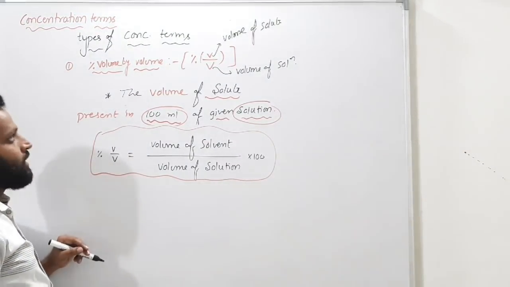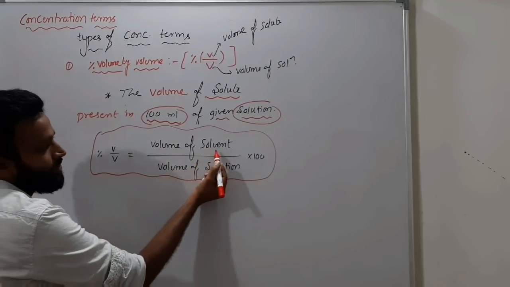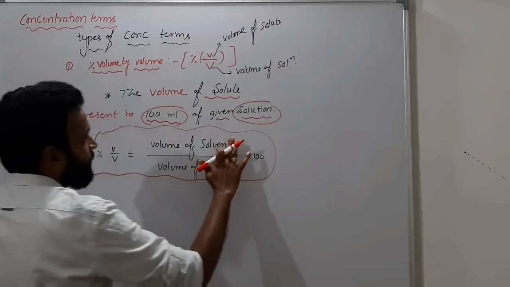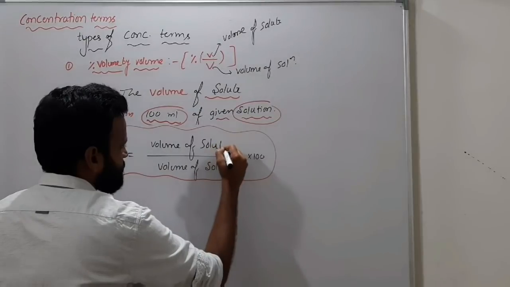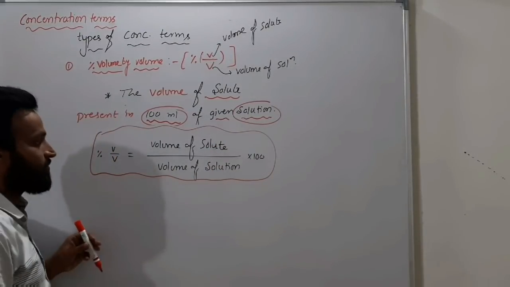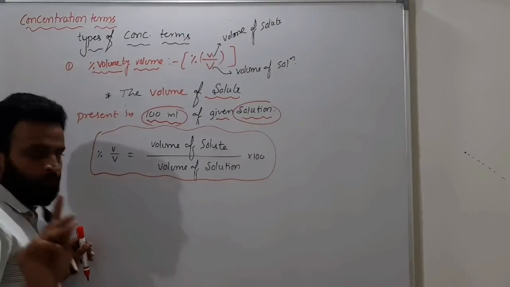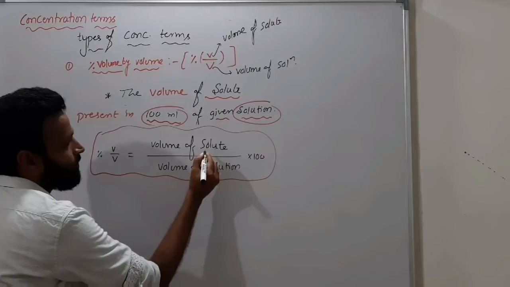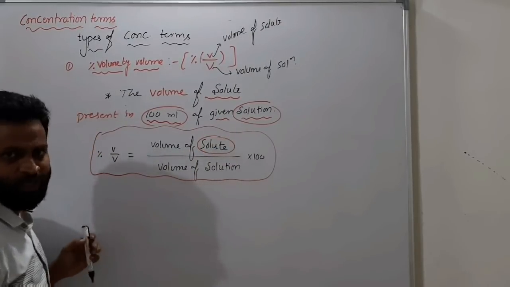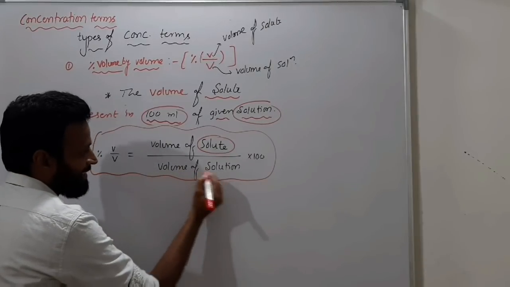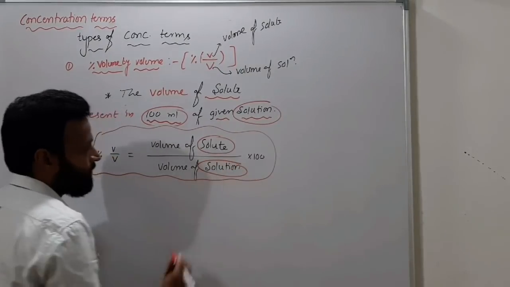So what is percentage volume by volume? The volume of a particular solute, volume of solute by volume of solution into 100. Okay, so whose volume will we consider here? Solute volume in the numerator. Whose volume in the denominator? Volume of solution. As it is, same story.